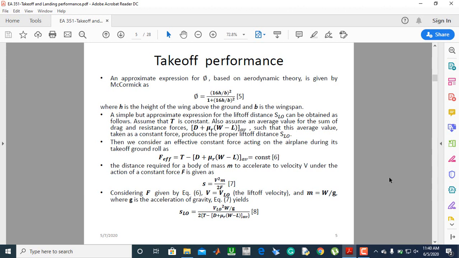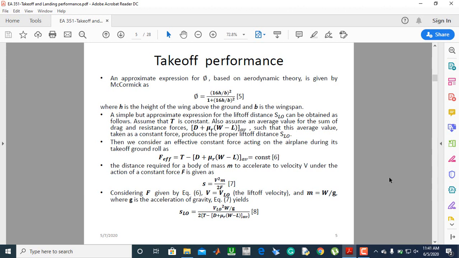Then the distance required to move a body of mass m to a velocity v under a constant force F is given by this equation. S is equal to v squared multiplied by m divided by 2F. m is the mass, F is the average force or the effective force.